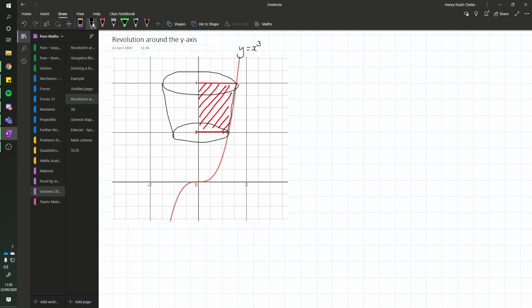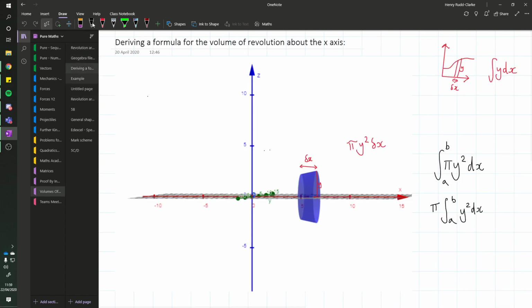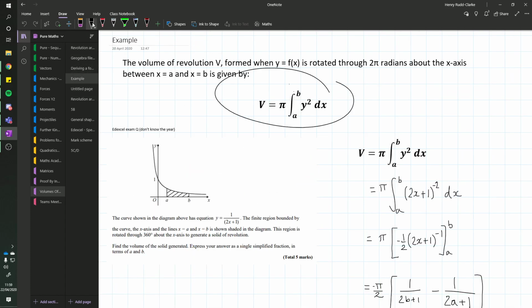This is actually not difficult at all. We can just look at what we've done before and adapt it to work for this, because essentially what we had in the previous questions was this stuff. The volume when you rotate around the x-axis is pi times the integral between b and a of y squared dx.